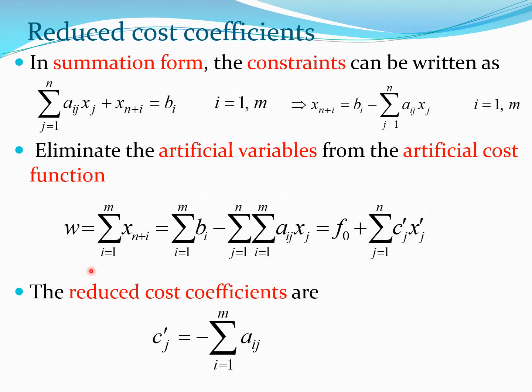Now take this and substitute it into the new cost function w, the artificial cost function. Here this cost function is the sum over i is 1 to m of x_(n+i), and so I substitute this x_(n+i) here. I get this equation here. The first term is a constant, so I can write it as f0, and the second term we can write like this, provided that we define these reduced cost coefficients c_j dash as negative sum over i is 1 to m of a_ij, which we have extracted out of this particular equation here.